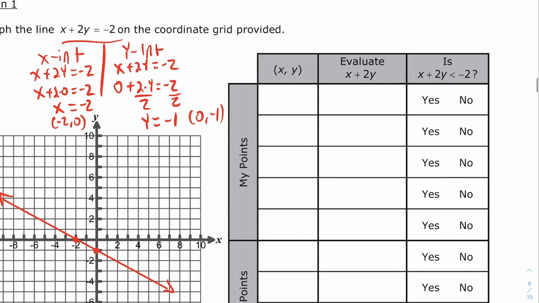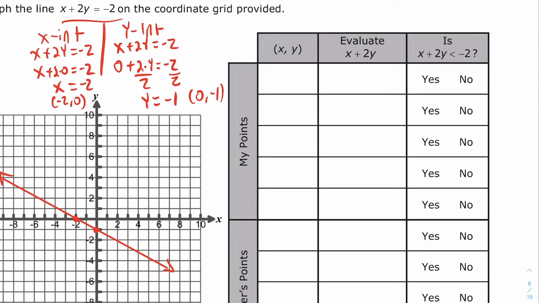Okay, so this was originally planned to be a partner activity. I'm going to go ahead and say which points you should use. Let's do negative 2, negative 2. We're just going to pick random x's and y's. Negative 1, negative 1; 3, 3. I'm picking easy ones that you can plug into x and y. 5, 5; 10, 10.